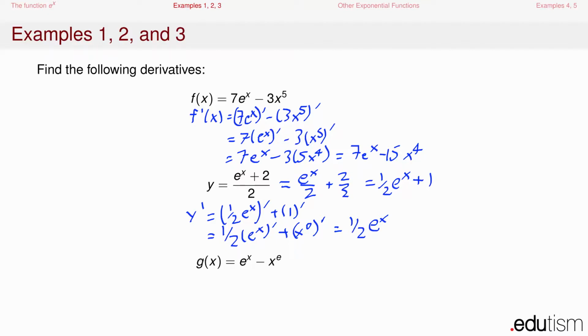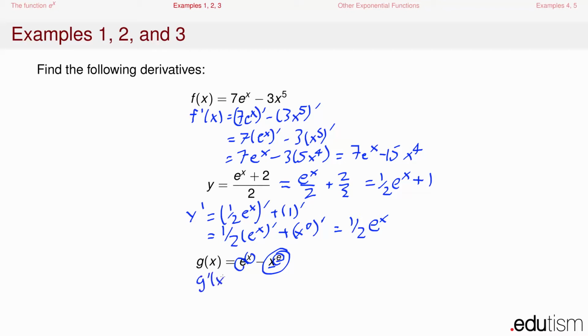This last function, g of x, is sometimes confusing for people because of this function x^e here. The key thing about x^e is when we're taking its derivative, we're not going to use the e^x rule, we're going to use the power rule. The reason for this is because we use the power rule whenever we have an x in the base and a number, a constant, in the exponent. If we have a constant in the base and an x in the exponent, then we use the exponential rule.